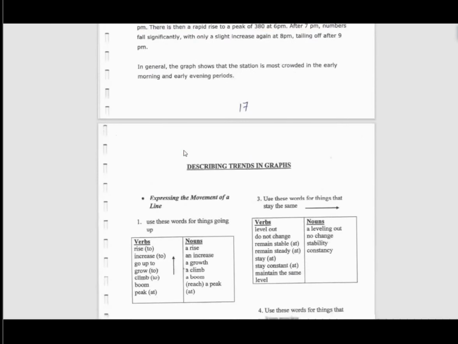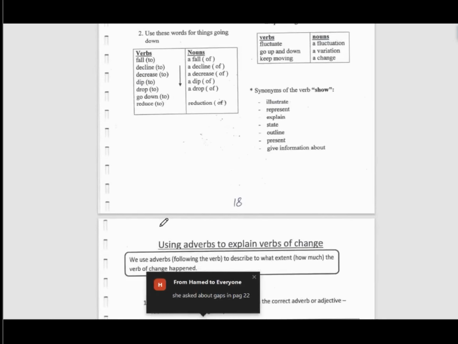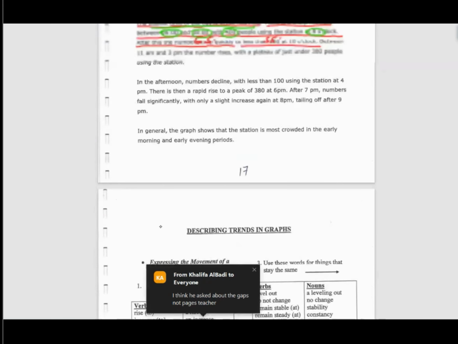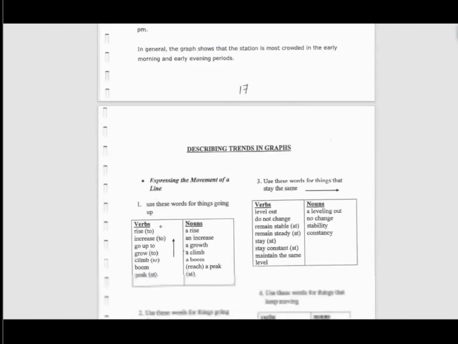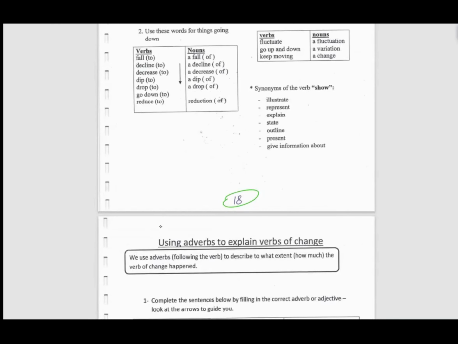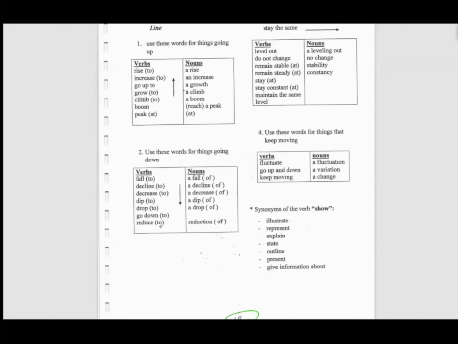All right. Now go to page 18. Go to page 18. Okay, she needed the answers. Okay, sorry. She needed the answers for the gaps, but she got them now. Okay, good, in that exercise.